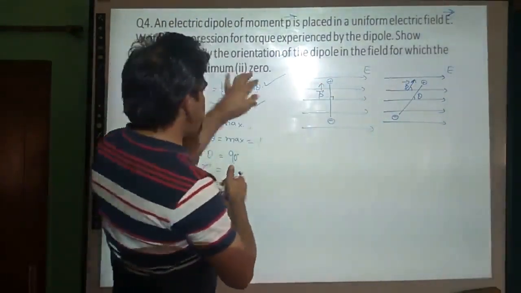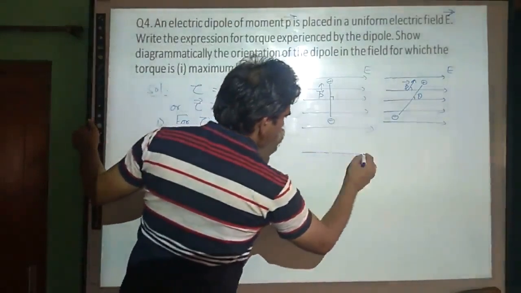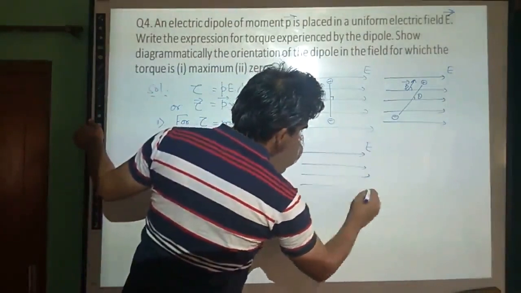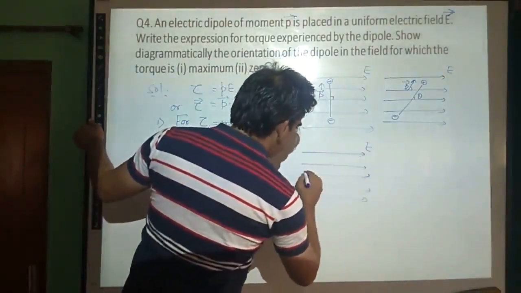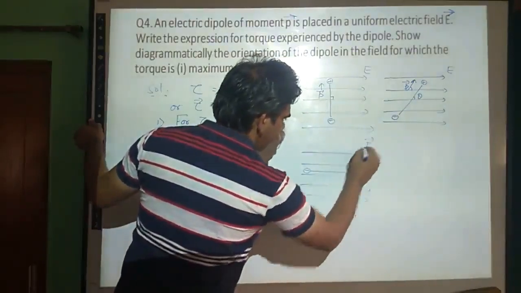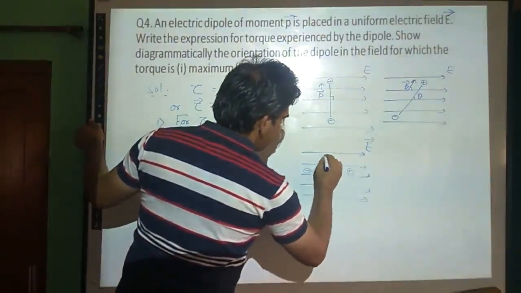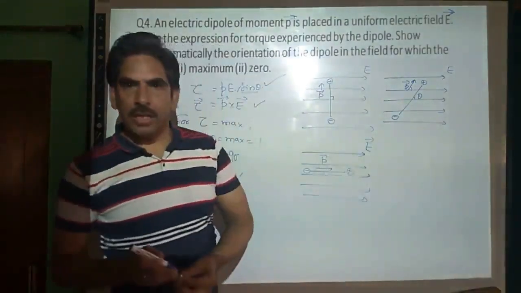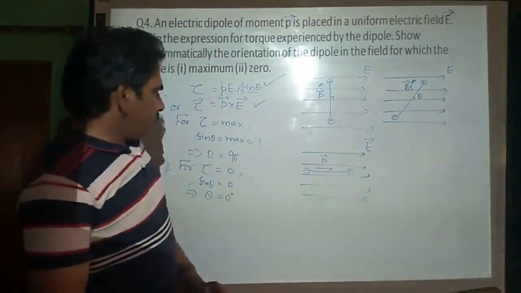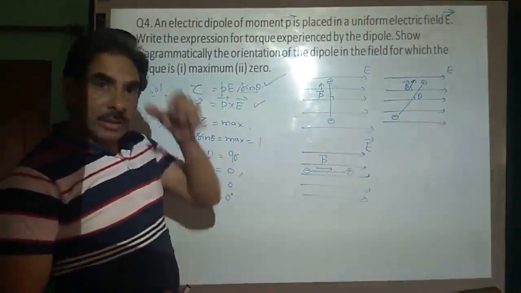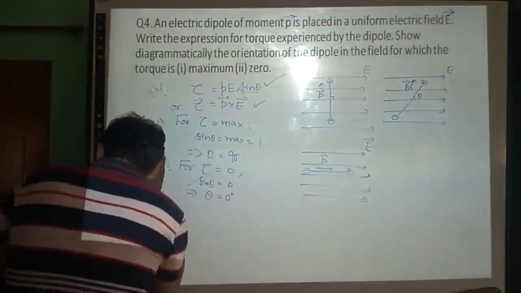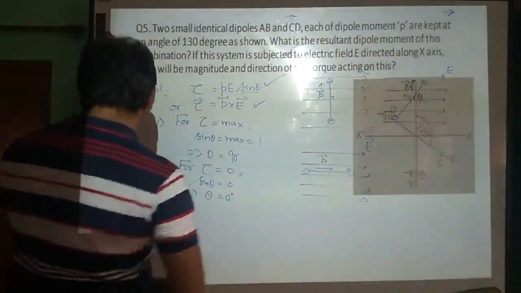So how do we represent this situation of 0 torque diagrammatically? Here it is the electric field, uniform electric field. So whenever dipole lies in this way, so that electric field as well as its moment are along the same direction, because theta in this particular case will be 0 degree, in that case torque will be 0. So this is how such questions are carried out. Let us take one final question for this session.